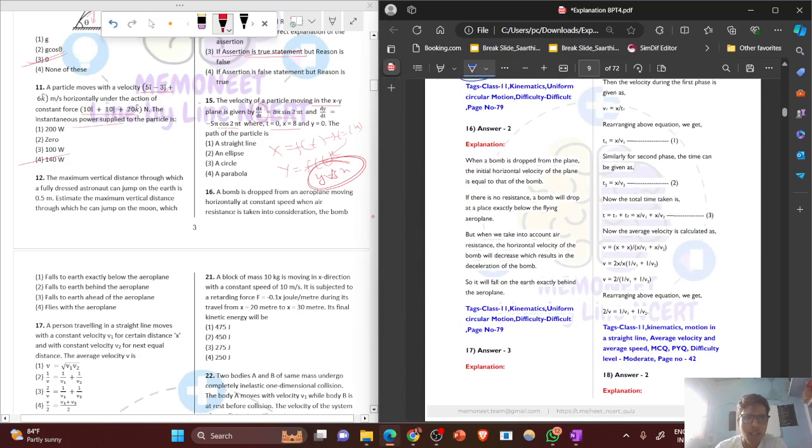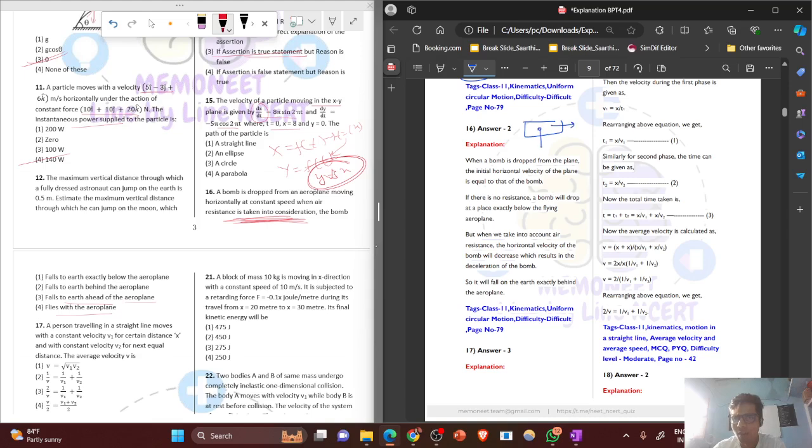Now moving ahead, a ball is dropped from an aeroplane moving horizontally at constant velocity, when the air resistance is taken into consideration. The bomb falls exactly below the aeroplane, falls behind the aeroplane, falls ahead of the aeroplane, or falls with the aeroplane. What will be the answer? Let's suppose this is the aeroplane moving in this direction and you drop the ball like this, and air is blowing. With respect to this aeroplane, air is blowing in this direction, so it will simply make the ball fall this way.